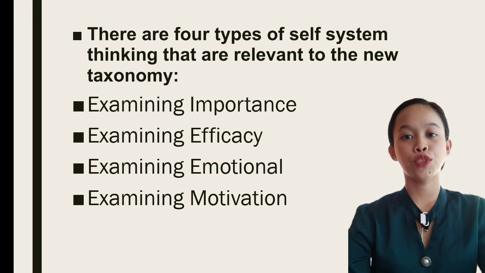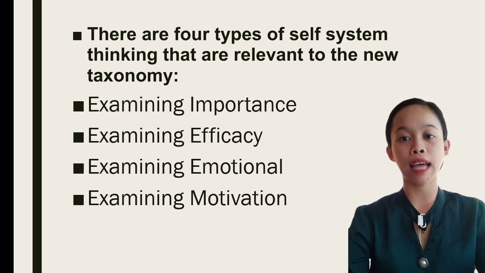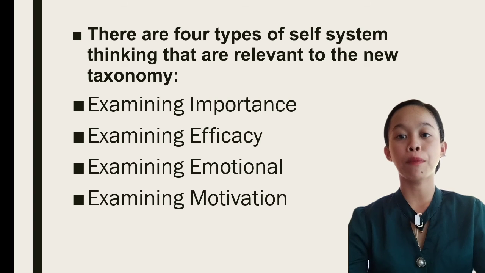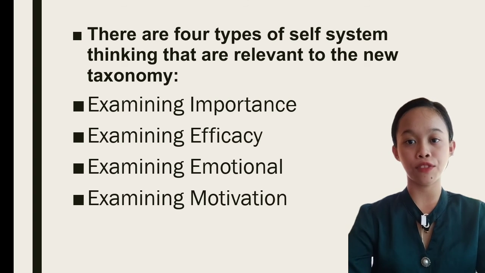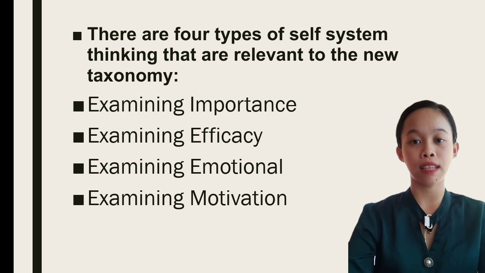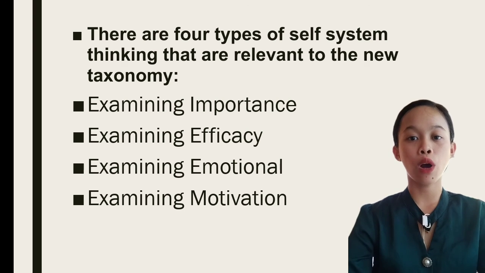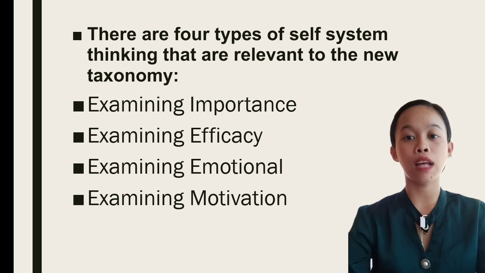Examining importance, students identify how important the knowledge is to them and the reasoning underlying this perception. Examining efficacy, students identify beliefs about their ability to improve competence or understanding relative to knowledge and the reasoning underlying this perception. Examining emotional response, students identify emotional responses to knowledge and the reasons for these responses. Examining motivation, students identify their overall level of motivation to improve competence or understanding relative to knowledge and the reason for this level of motivation.